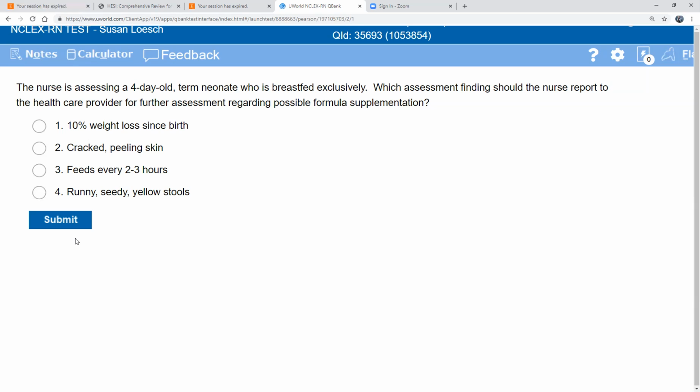So 10% weight loss since birth. So really your baby shouldn't have lost 10%. About 5, 6, 7%. 10% is a lot. So that means the feeding is not okay. Well, the baby might not be getting enough from the breastfeeding, so we may have to supplement it. Maybe it's having weight loss for some other reason. We don't know yet until we evaluate, right? Yes.